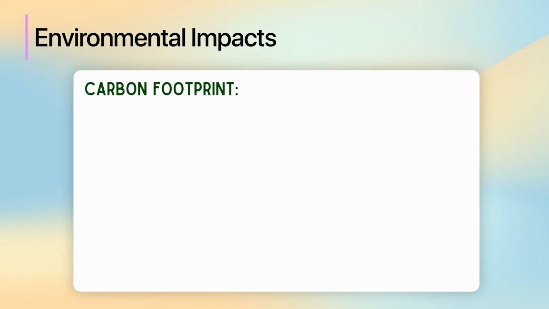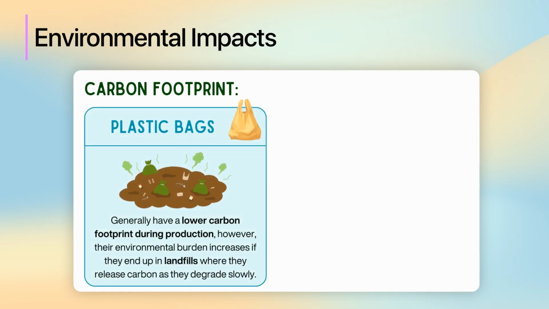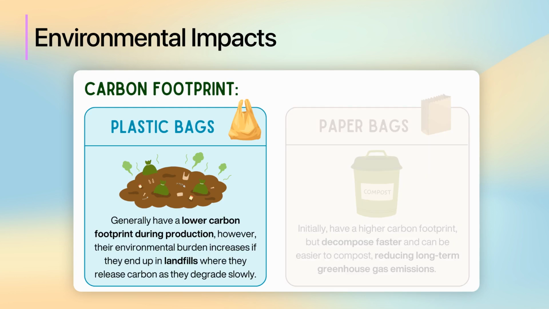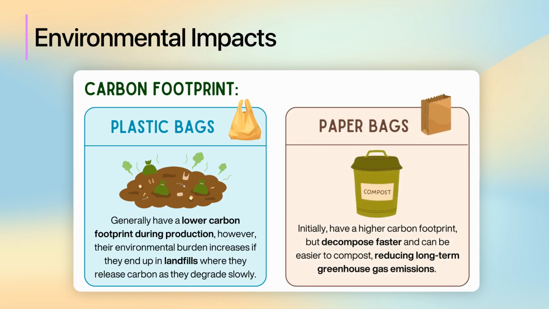Now looking at carbon footprint. Carbon footprint refers to the total greenhouse gas emissions. Plastic bags generally have a lower carbon footprint during production compared to paper bags. However, their environmental burden increases if they are not recycled and end up in landfills or as litter, where they release carbon as they photodegrade very slowly. Paper bags, although having a higher initial carbon footprint, decompose faster and can be easier to compost, reducing long-term greenhouse gas emissions.